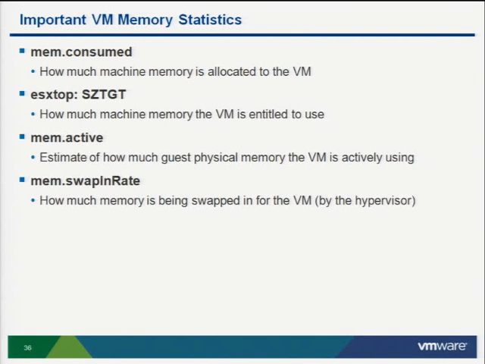Now, memory.active, again, this is an estimate of how much guest physical memory, not machine memory, the VM is actively using. What this means is that you can't actually compare directly mem.active with size target. Ideally, you could. It would be a great comparison to make. But right now, mem.active measures physical memory while size target measures machine memory.